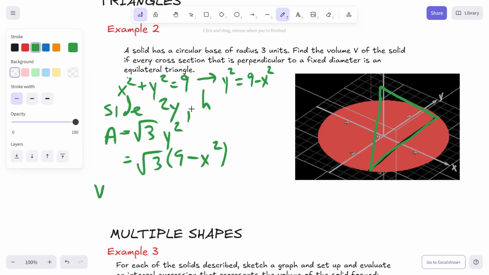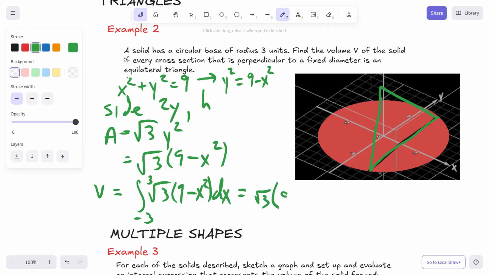Now, the volume is equal to the integral from -3 to 3 of square root 3 times 9 minus x squared dx. So I'm just going to factor the root 3 out. The antiderivative of 9 is 9x minus the antiderivative of x squared, which is x cubed over 3. Then we would plug in -3 and 3 and subtract. And this would simplify all the way down to 36 square root of 3 square units.